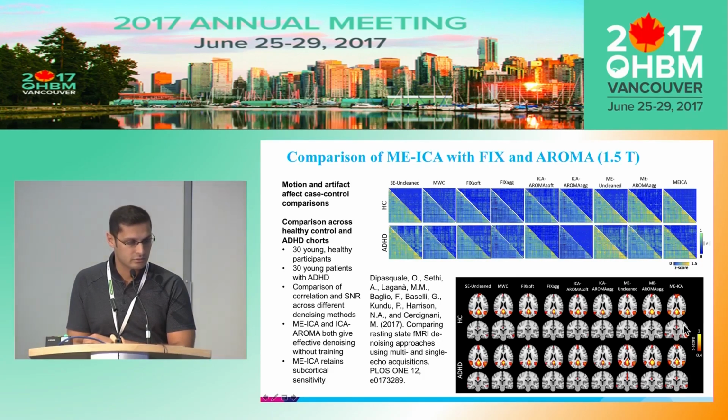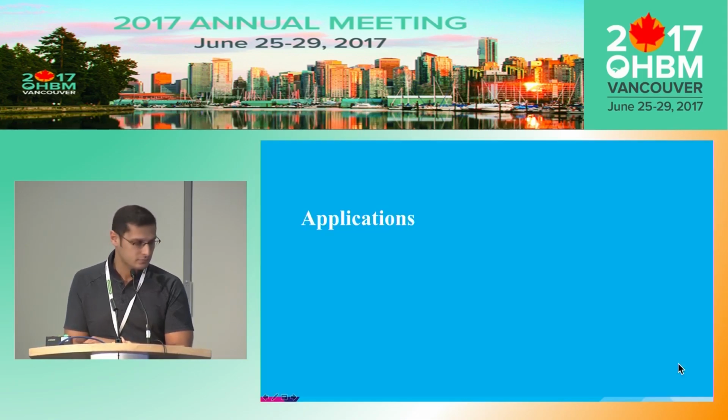Here's just a dual regression map of, by the way, this is acquired at 1.5 T. If you look at the dual regression maps of the default mode network, multi-echo ICA at 1.5 T is the only one to find the hippocampal contribution to the default mode network for both healthy controls and ADHD.